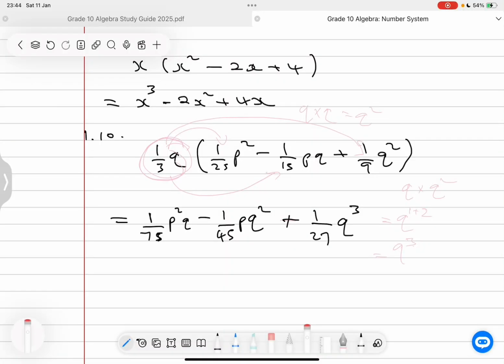That's how you deal with the products of a monomial and a binomial, together with also dealing with a monomial and a trinomial.